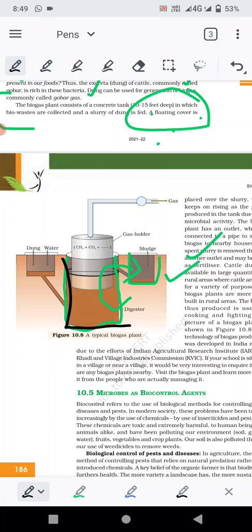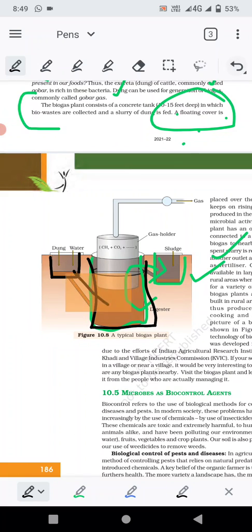This is the concrete tank which is deep in the soil, about 10 to 15 feet deep in the soil. From this small tank we are adding the water and the dung of the cattle, and this dung moves to the bigger concrete tank. Now here some anaerobic bacteria, commonly called methanogens, are already added, and they are already present in the dung of the cattle as well, and they do the process of the production of the biogas.